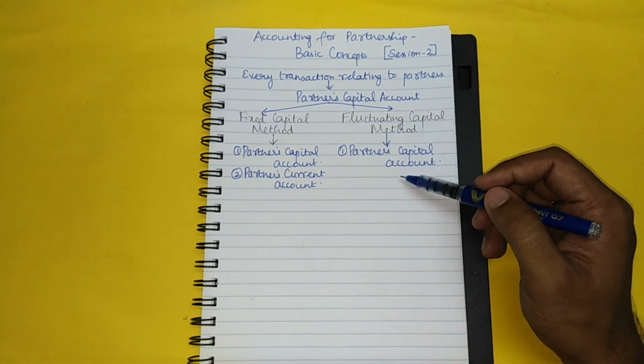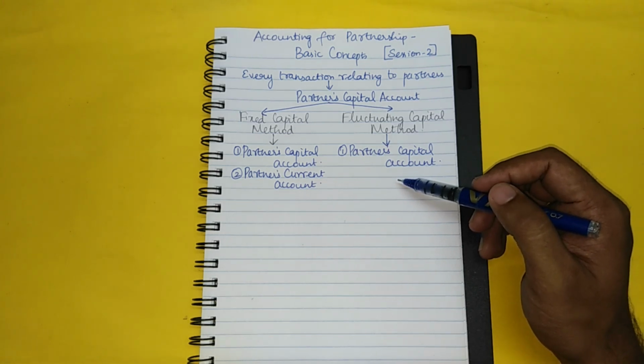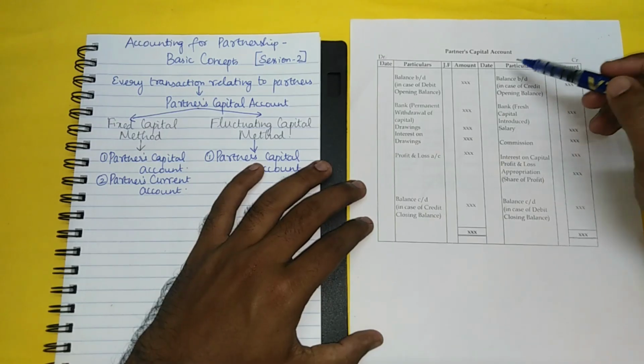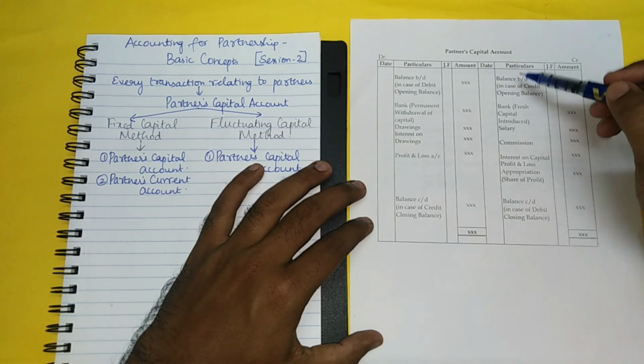In our questions, when it is not specifically given under which method the capital account is to be prepared, generally we prepare under the fluctuating capital method only. Now let me show you how the partner's capital account appears under the fluctuating capital method. Under the fluctuating capital method, the partner's capital account will have the following format.